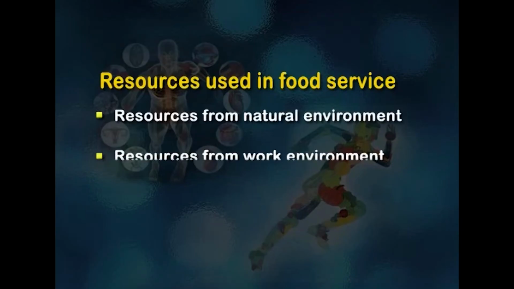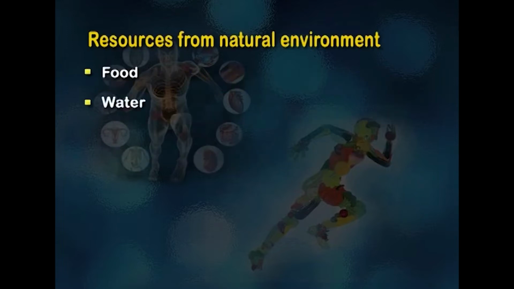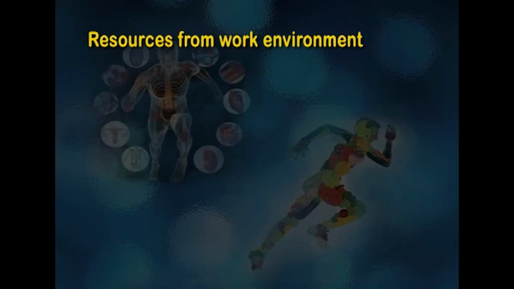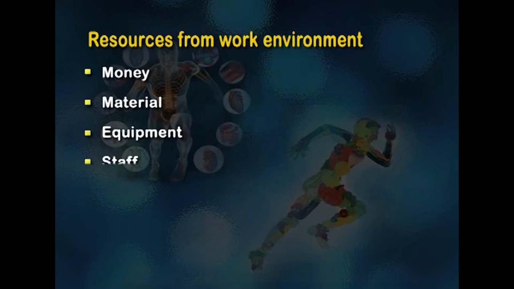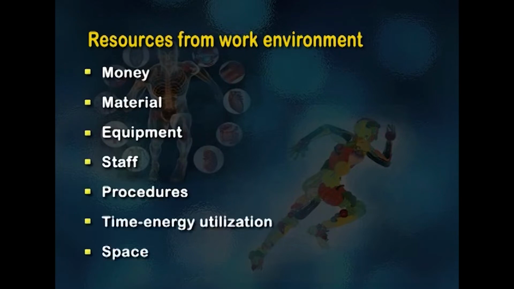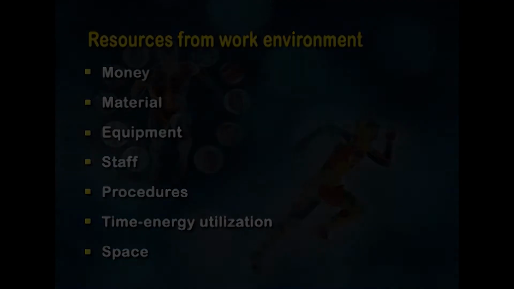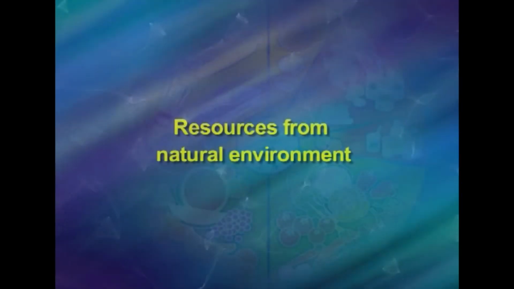There are basically two kinds of resources that are necessary for efficient management of food service institutions. They are 1. Resources from the natural environment, 2. Resources from the work environment. Food, water, energy, land and time are the resources from natural environment. Money, materials, equipment, staff, procedures, time, energy utilization and space are the resources from work environment. Let us discuss about each of those resources in detail.